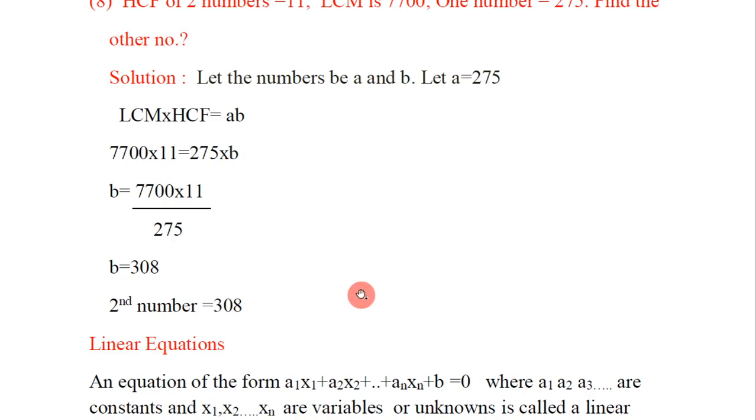So this is about LCM and HCF of two or more numbers. In the next topic, we consider linear equations.